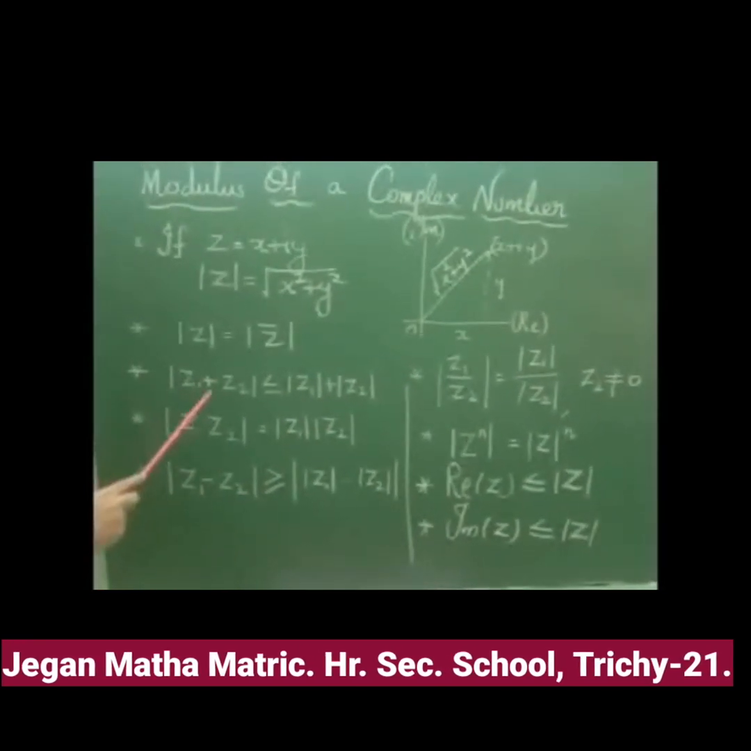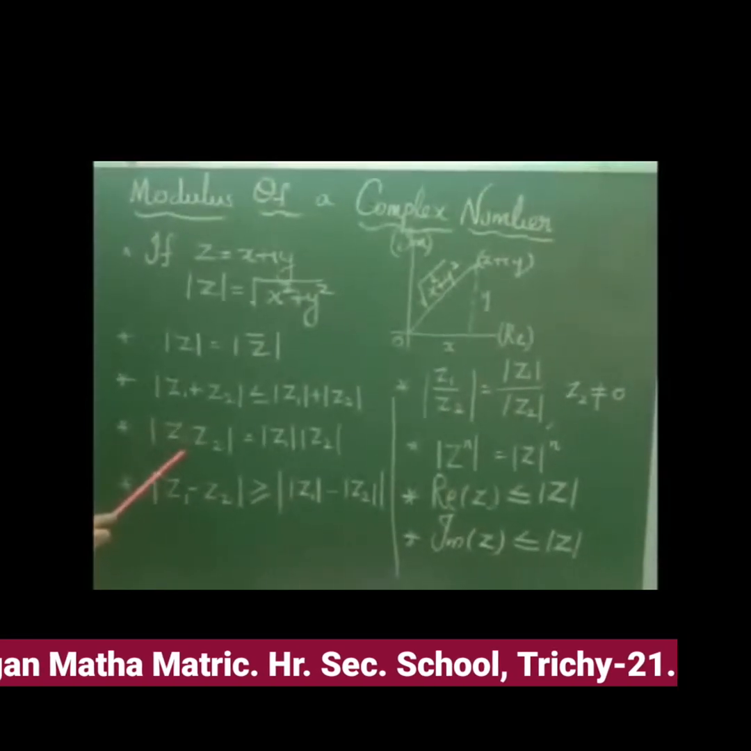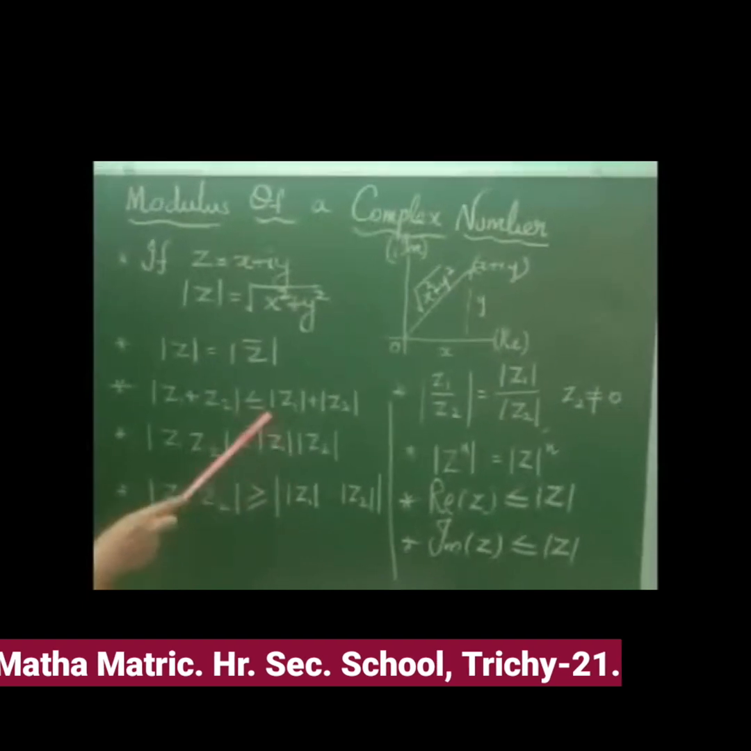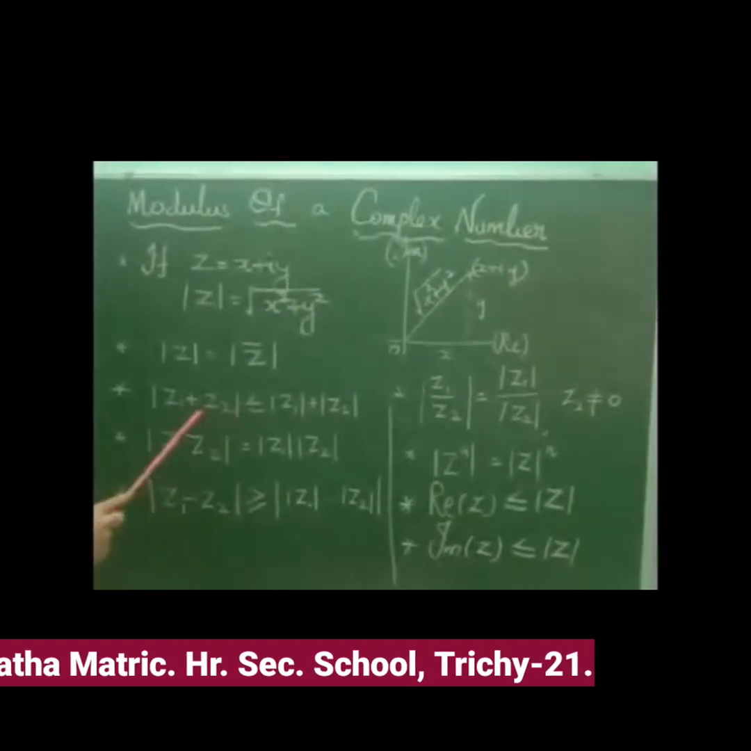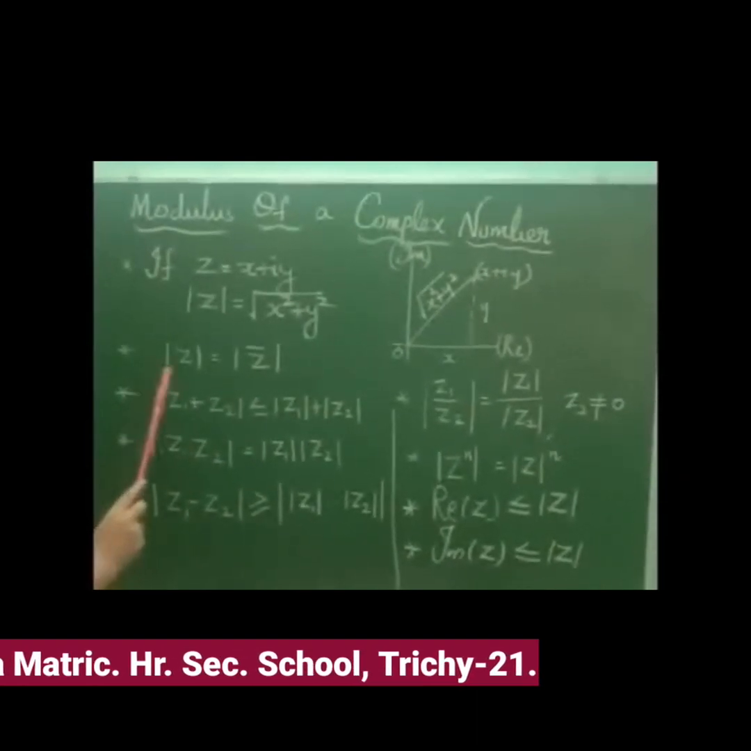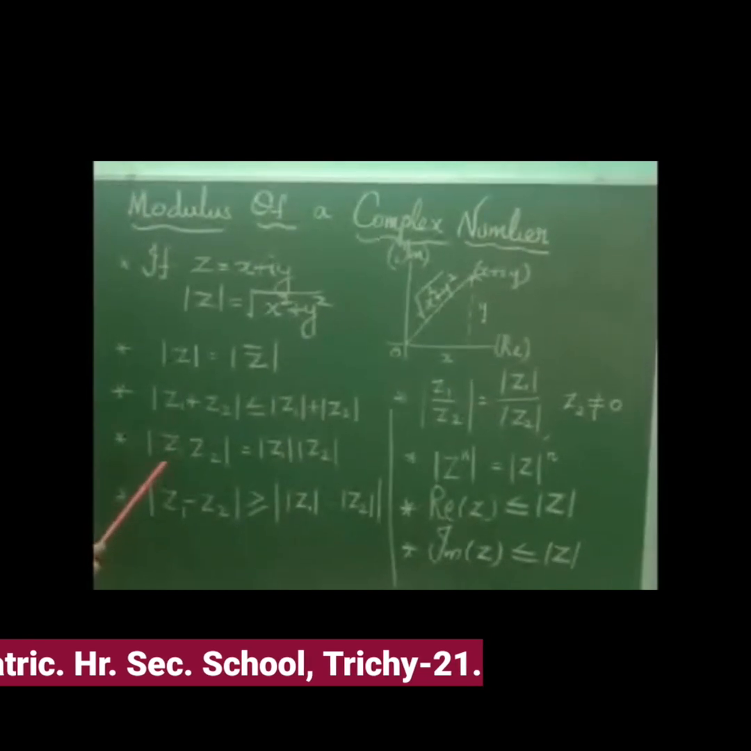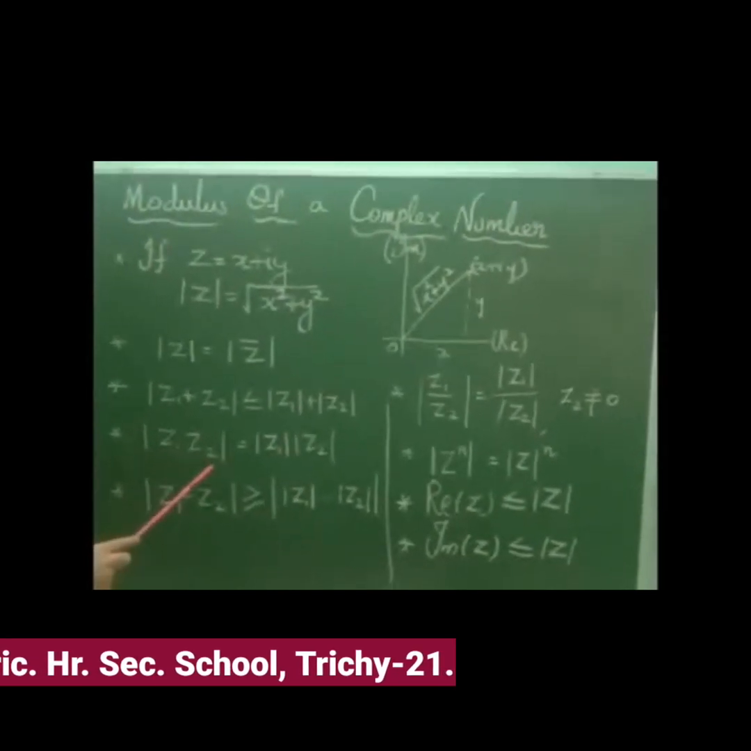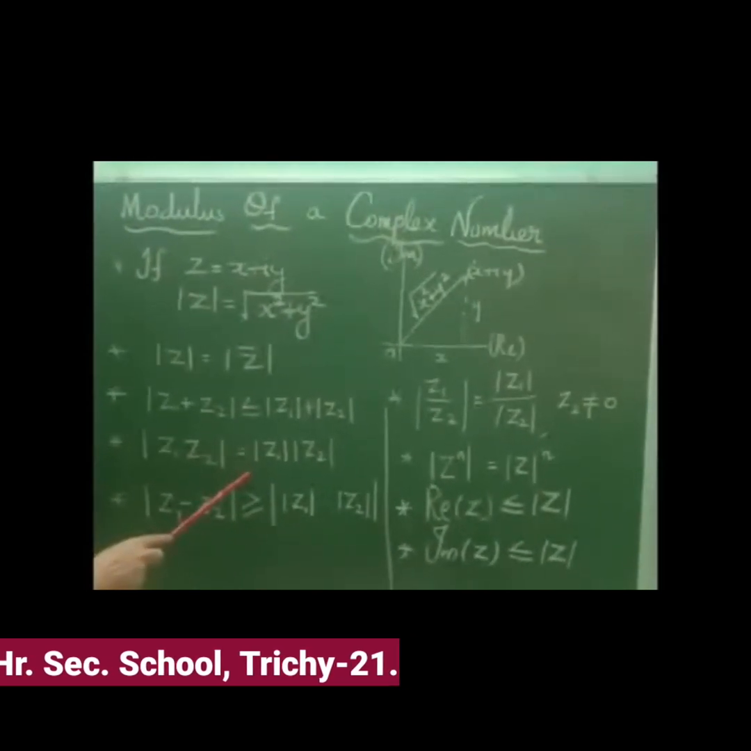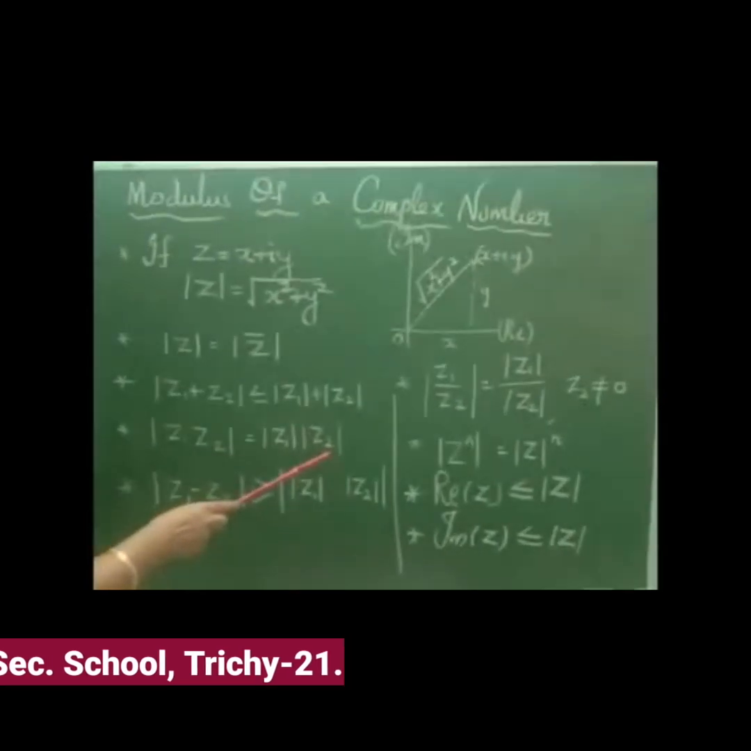Addition means, don't forget, it must be less than or equal to. This is called the triangle inequality. The next one is the same thing in product form, z1 into z2. Modulus of z1 into z2 is equal to modulus of z1 into modulus of z2. We can just split and write.